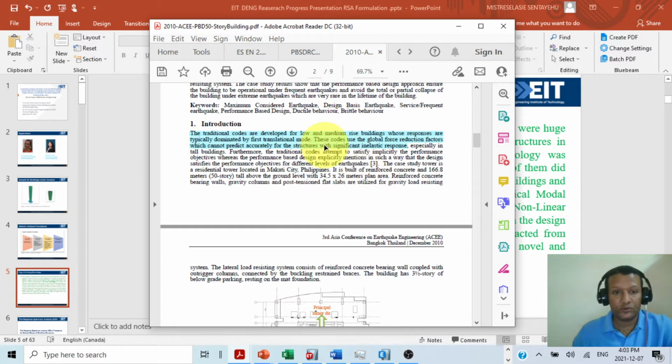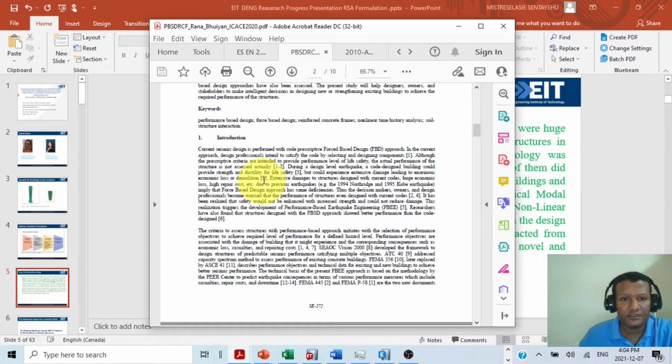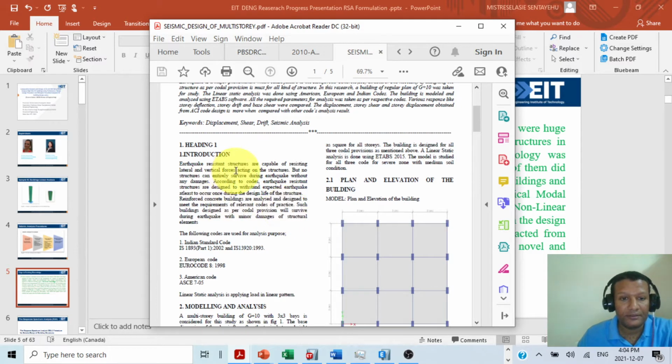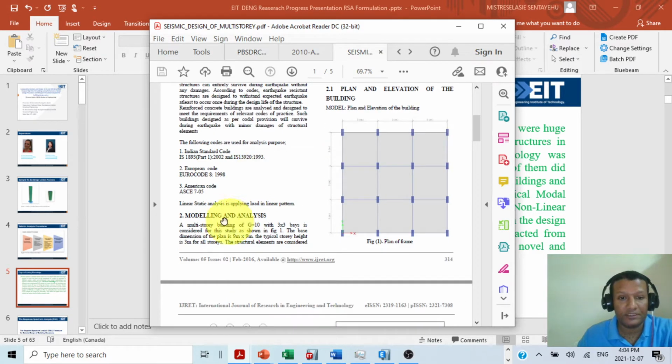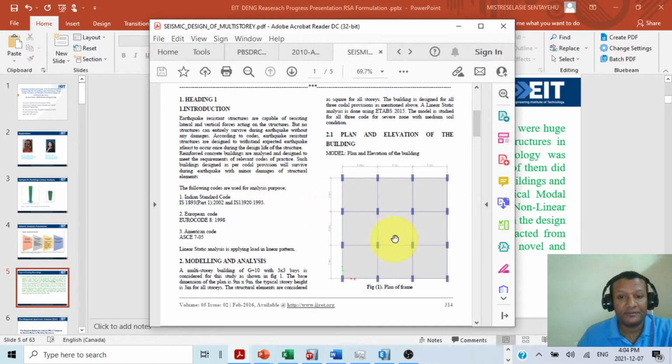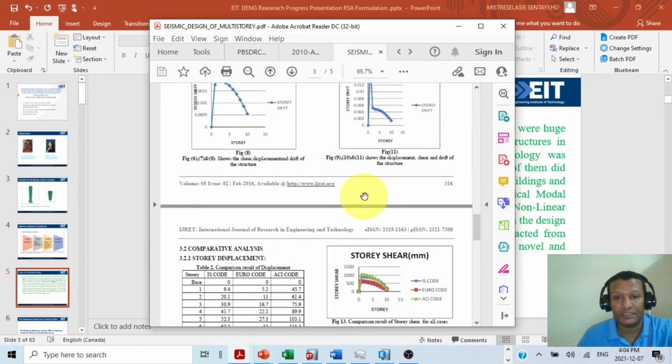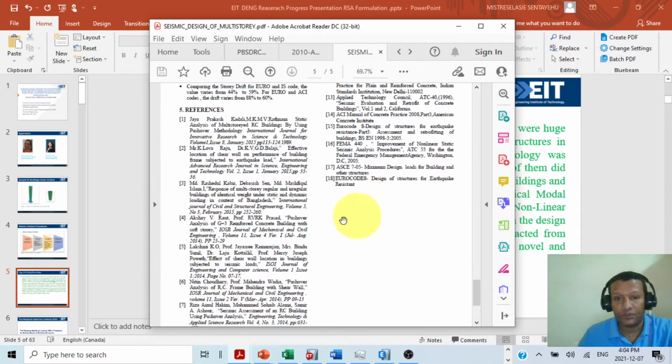So there are a lot of researchers who also worked on prescribed codes, the negative impact of prescribed codes, and other issues. This is also another work, but all these papers are included in my literature review. This is also a comparison work. The Indian standard code, Euro code, and American code were compared with this sample building, and they came up with a conclusion.